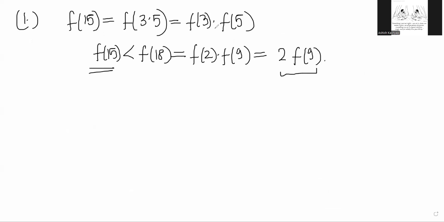So what we get is f of 15 is less than 2 times f of 9. And what is f of 15? It is f of 3 times f of 5. So we have gotten this inequality. f of 3 times f of 5 is less than 2 times f of 9. So keep that in mind.